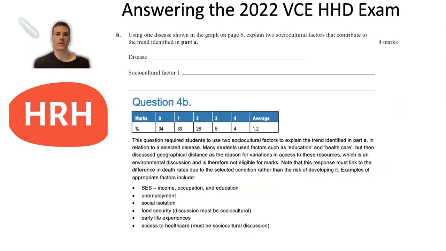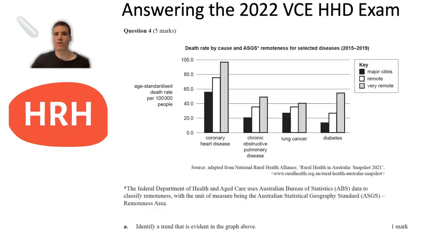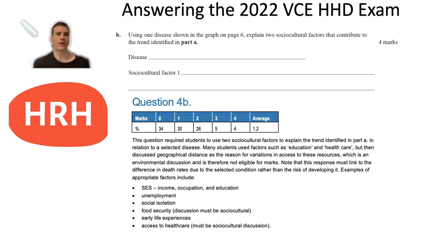B, for 4 marks, was asking you to use one disease shown in the graph on page 6, identify 2 sociocultural factors that contribute to the trend identified in part A. So if you did do the trend that I just mentioned in part A, that meant that it was easy for you to choose any of those diseases that were present in the graph. So you could have chosen coronary heart disease, for example. And so then you had to choose 2 sociocultural factors and demonstrate how those sociocultural factors would lead to an increase in coronary heart disease deaths, as you move from major cities to very remote areas.